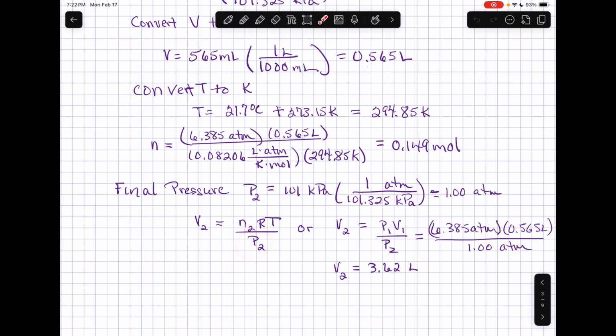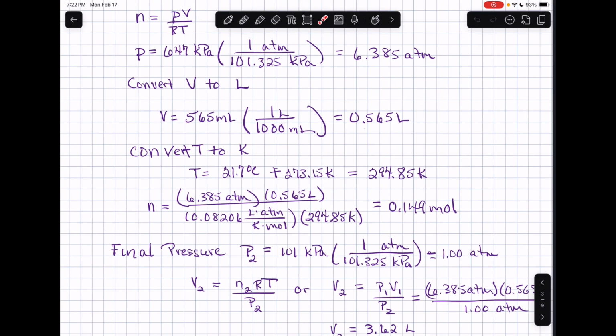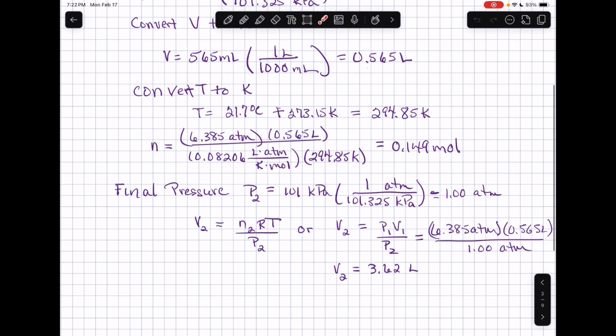But if we note that the temperature at 21.7 degrees is the same in both cases, then we can use Boyle's law here and note that P1V1 is equal to P2V2. Let me go ahead and write that in. Knowing that P1V1 is equal to P2V2 makes life easy.